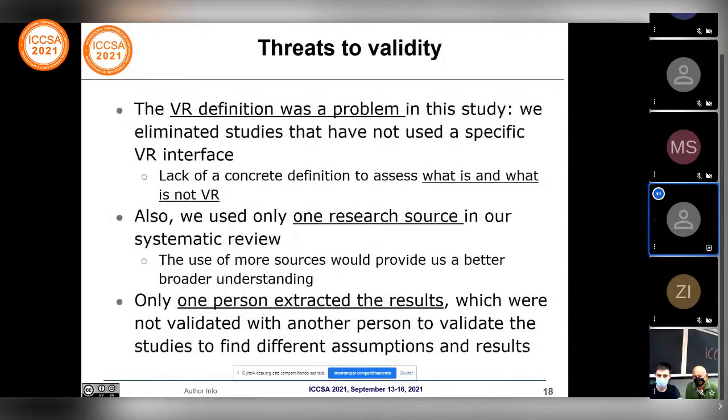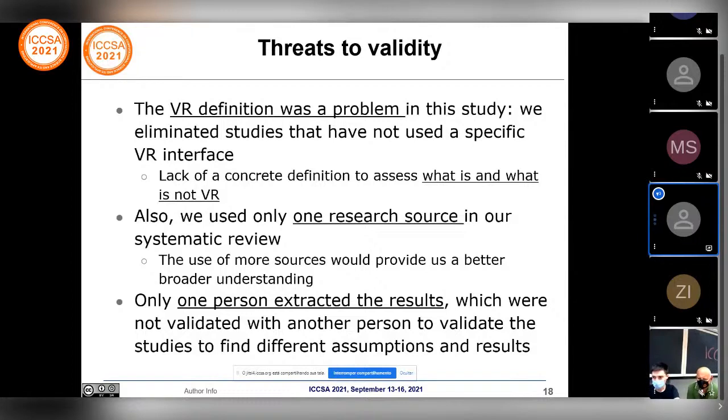Well, about the threats to validate this research: the virtual reality definition was a problem in this study. We eliminated studies that have not used a specific virtual reality interface. Well, there is a lack of concrete definition to assess what is and what is not virtual reality.